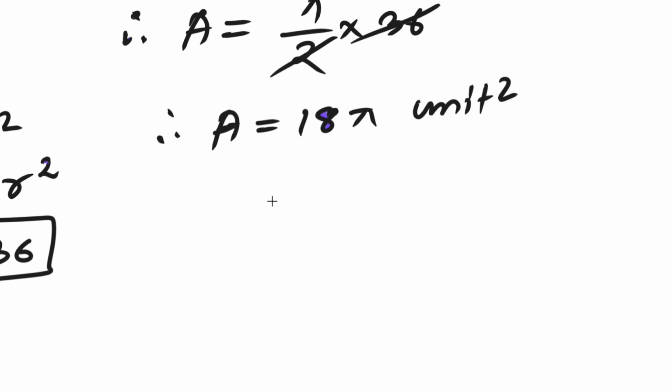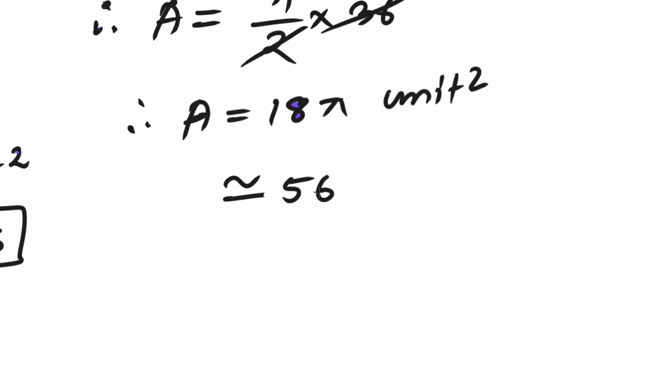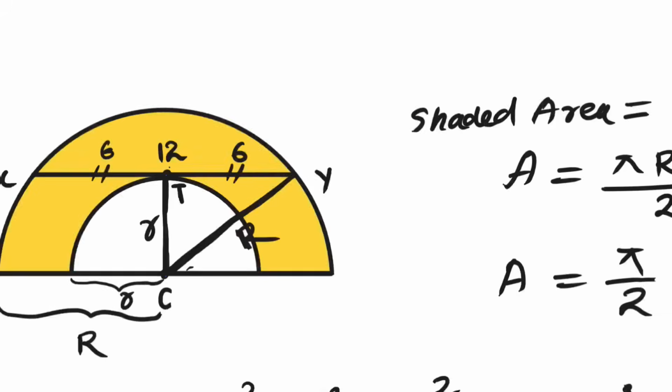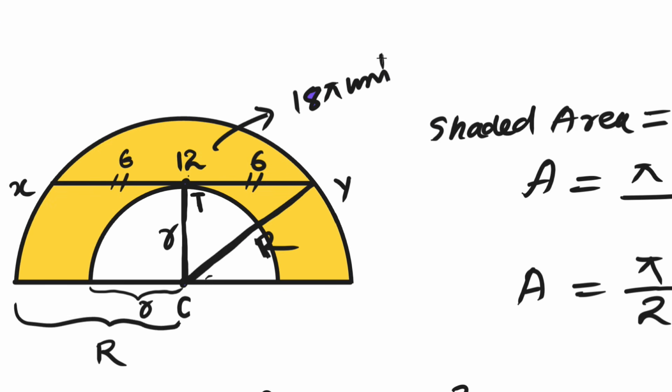If we want a decimal approximation, we use pi approximately equal to 3.1416. Multiplying 18 by pi gives approximately 56.55. So the shaded region has an area of 18 pi square units, or approximately 56.55 square units.